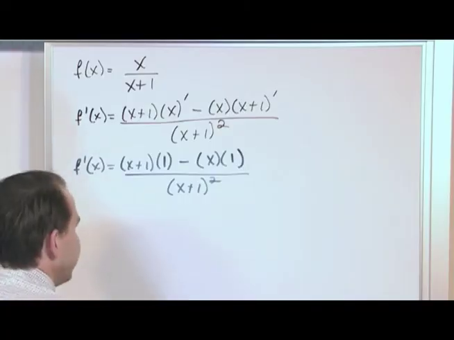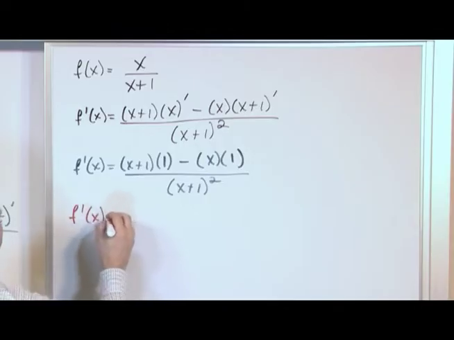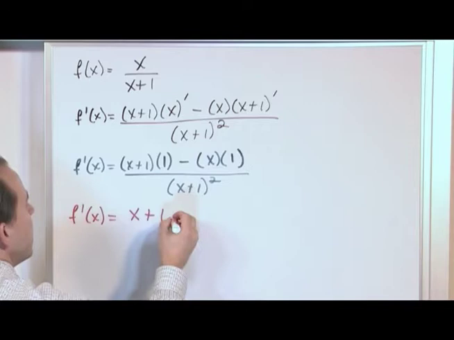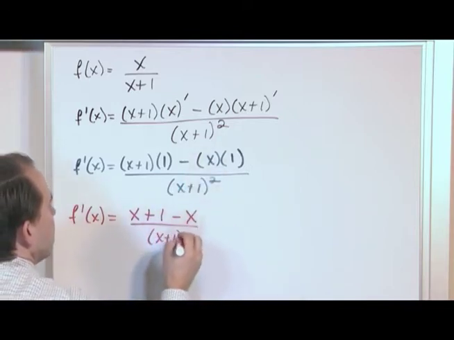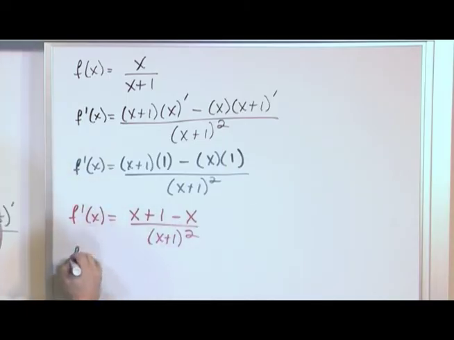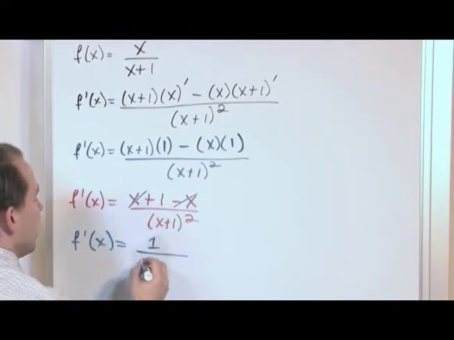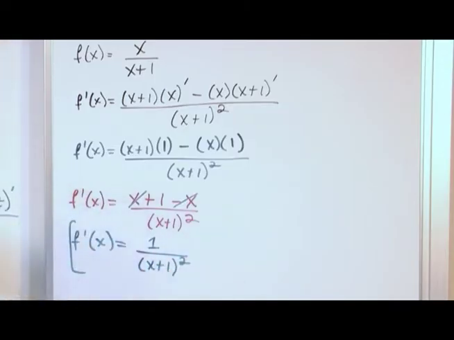So now we're getting basically down to the answer at this point. So what we'll have is f prime of x is equal to, this is just multiplied by 1. So on the top I'll have x plus 1 minus x over x plus 1 squared. And so I'm finally ready to write the answer down. F prime of x is equal to, we'll have the x cancel out with the negative x, so we'll just have 1 over x plus 1 squared. So the derivative is 1 over x plus 1 squared.